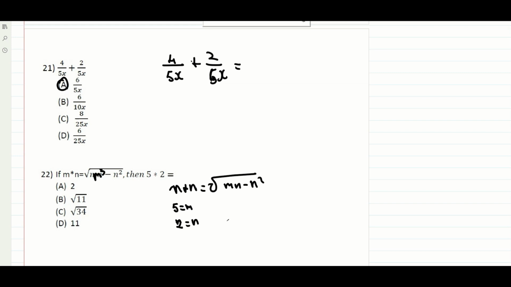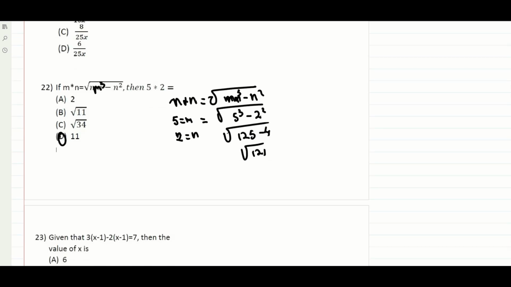So let's just do it. This is equal to the square root of, this is m cubed. That would be 5 cubed minus 2 squared, which is the square root of 125 minus 4, the square root of 121, which is equal to 11. So the answer is D. Right, so this question needs to be changed.